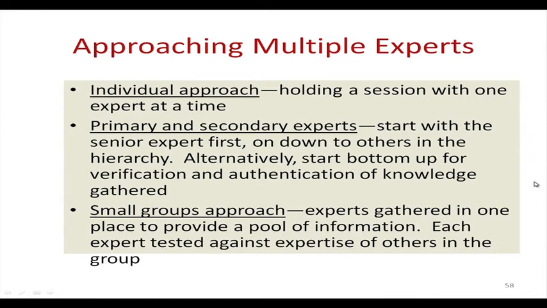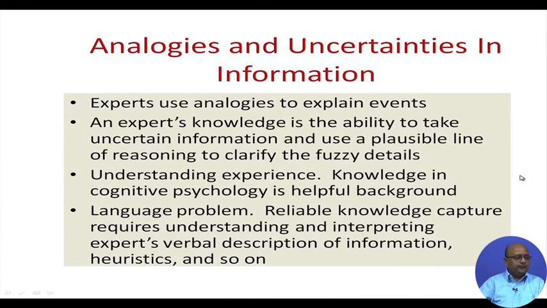Then when you are going to approach multiple experts, you can have a one-to-one meeting, or you meet the senior experts first, like primary and secondary experts. So the primary experts are the senior experts first, and then you talk to people down the line, and then you talk to the juniors, and then you can verify and authenticate the knowledge that you get from the seniors, whether it is correct, whether it is valid or not. Or you can have a team also, where you are going to collect information from the teams or small groups, and then you can see the kind of expertise that is coming out, and you can validate and authenticate.